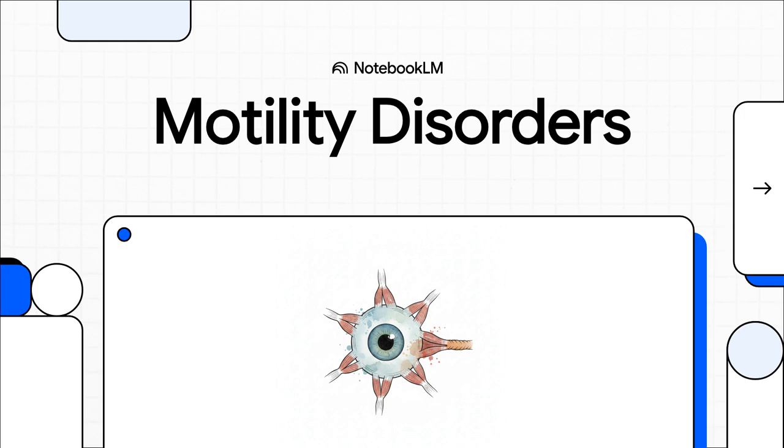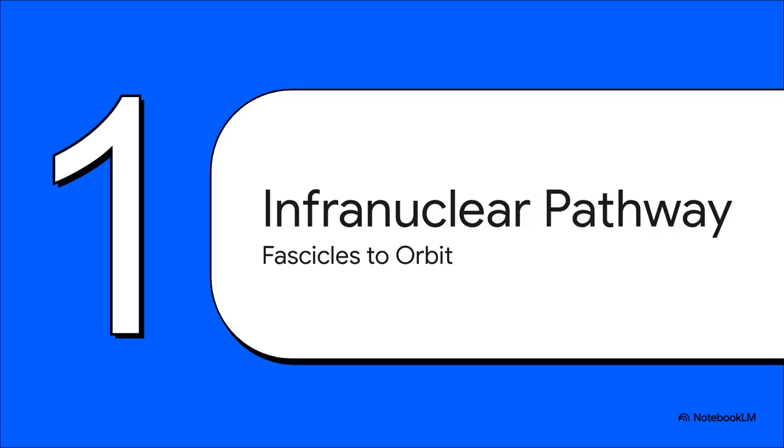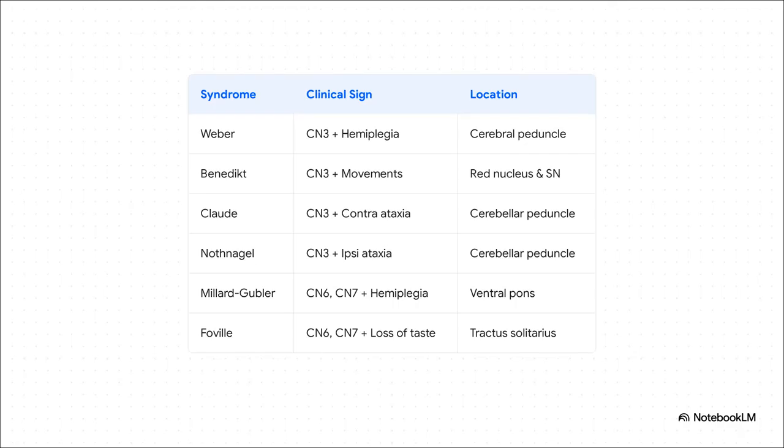All right, let's dive right in. So here is our roadmap for today. We're going to trace the pathways, exploring the nuclear, supranuclear, internuclear, and finally the infranuclear pathways. Let's start with Section 1, the infranuclear journey, taking us from the fascicles out to the orbit. Okay, we're zooming in on the infranuclear pathway first, treating each anatomical stop like a high-stakes clinical puzzle. We're tracing the cranial nerves from the brainstem fascicles all the way out to the extraocular muscles.